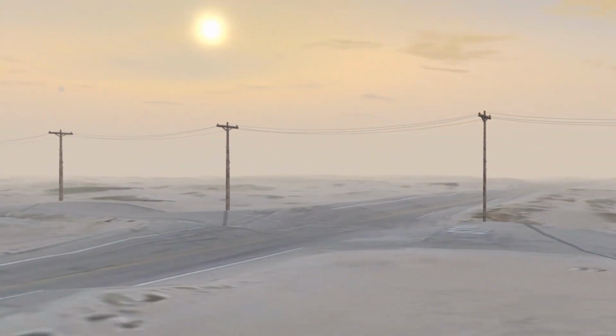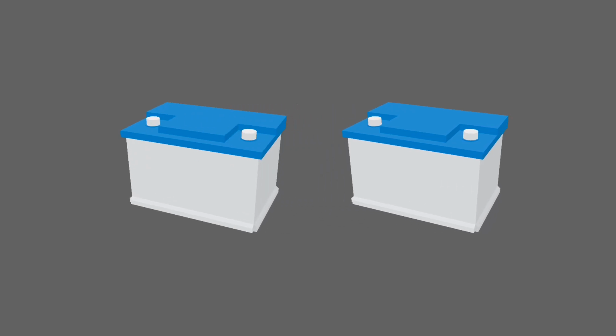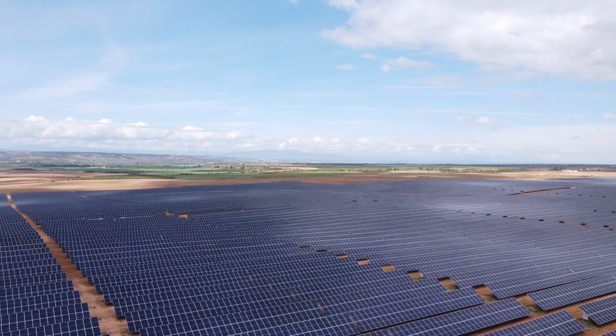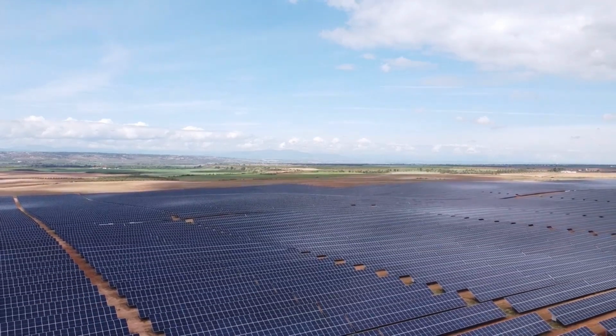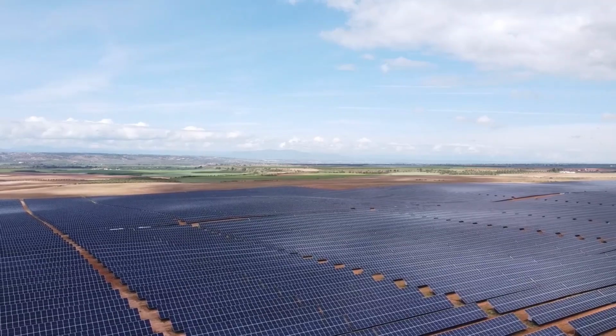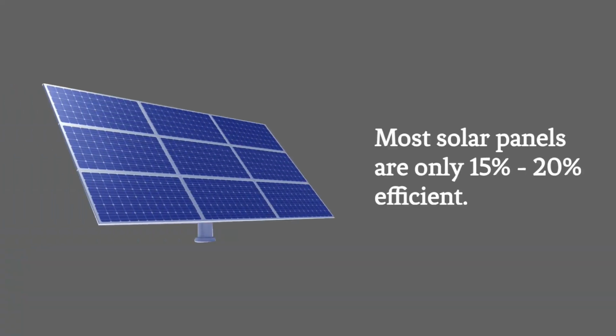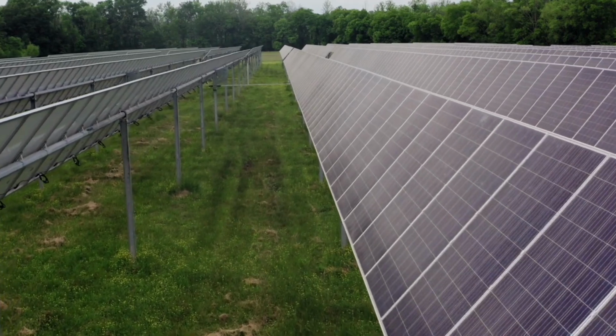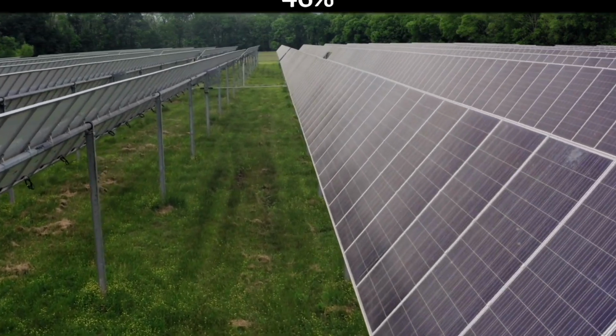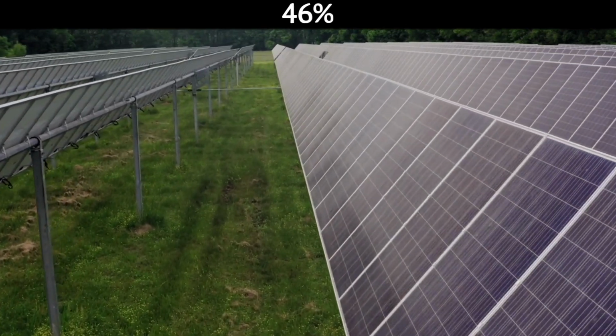Solar energy systems often include batteries to store excess electricity generated during sunny periods, ensuring a continuous power supply even when sunlight is not available. The efficiency of most commercial solar panels is typically between 15 and 20%. The most efficient solar panel so far reaches approximately 46% efficiency.